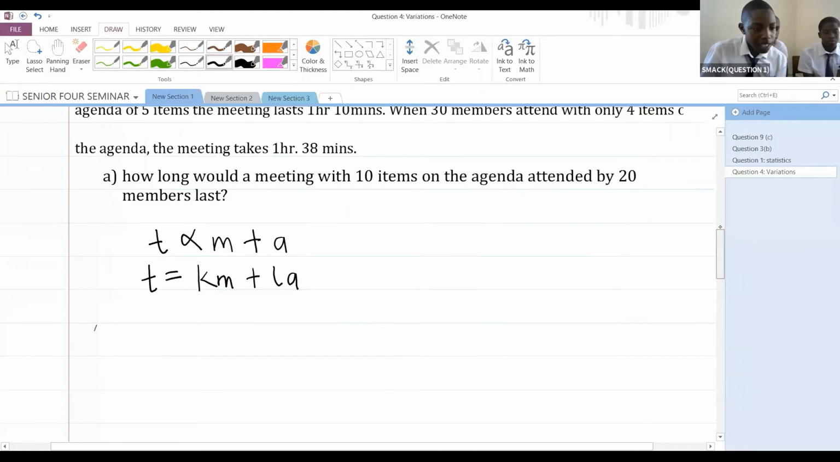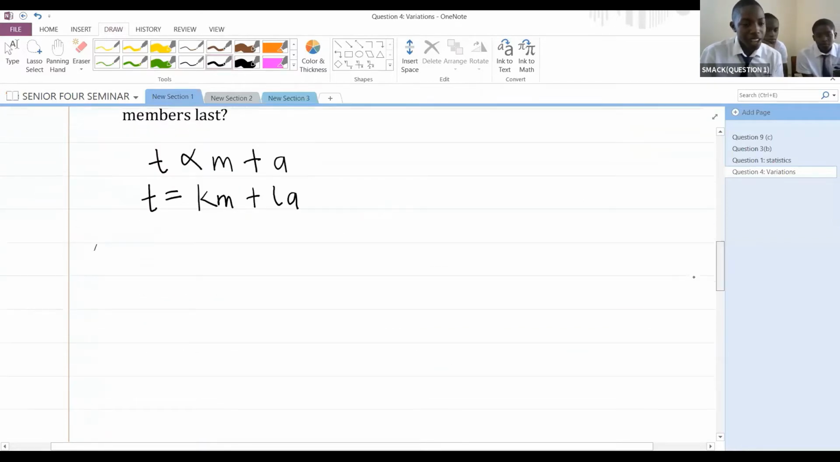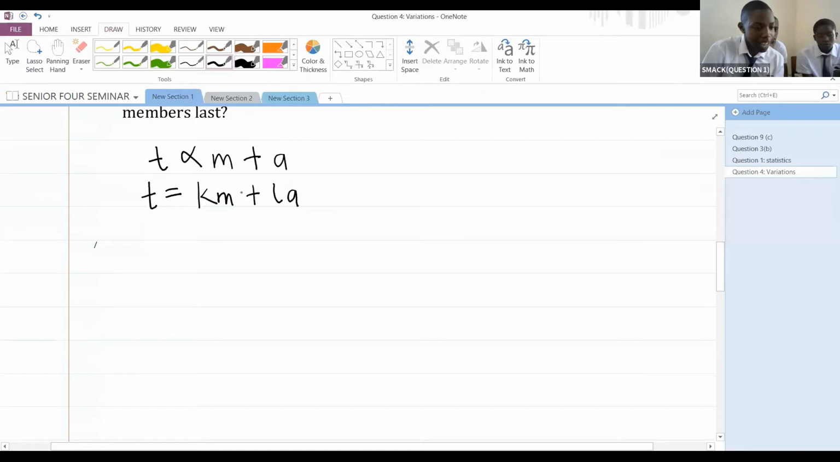Now, this second part, when 20 members are present, with an agenda of 5 items, the meeting lasts 1 hour, 10 minutes. When 30 members attend with only 4 items on the agenda, the meeting takes 1 hour, 38 minutes. Now, what we're doing here is finding the value of the constants so that you can solve anything that comes with the M and the A.